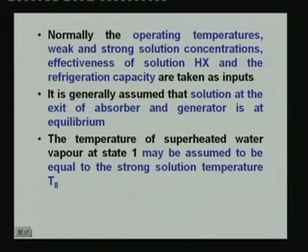Now, the temperature of superheated water vapor at state 1 may be assumed to be equal to the strong solution temperature T8. Remember that the water vapor leaving the generator is at a temperature almost close to the generator temperature. What is the pressure inside the generator? It is the same as the condenser pressure. So the vapor leaving the generator is at a pressure equal to the condenser pressure, but at a temperature much higher than the condenser temperature, so obviously it is in a superheated state. Typically we assume that the temperature of the vapor leaving the generator is equal to the temperature of the strong solution leaving the generator. You make these simple assumptions so that you can perform the calculations easily.